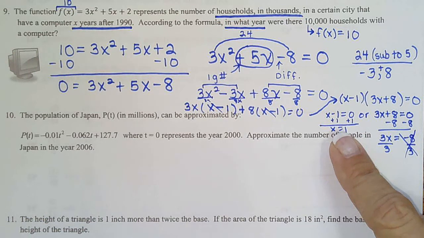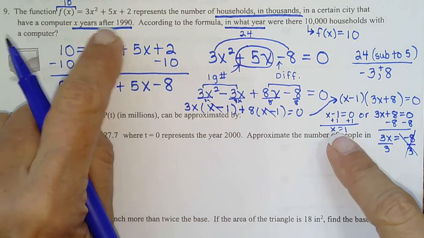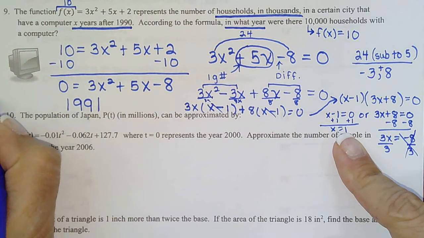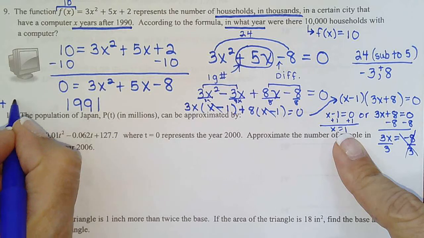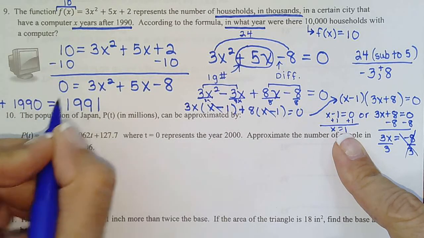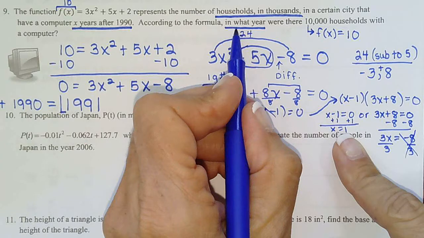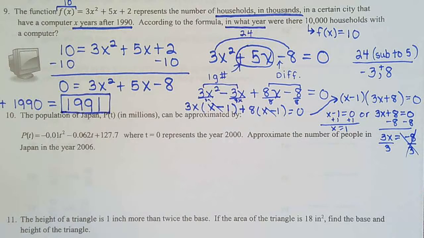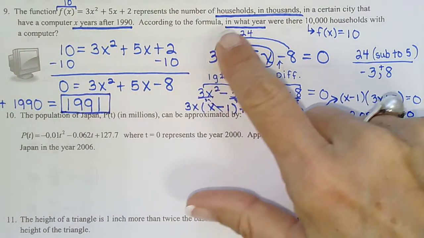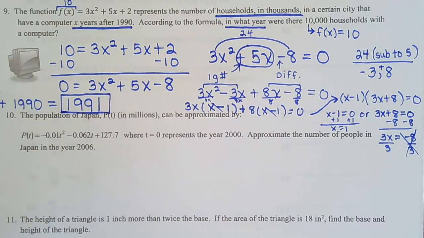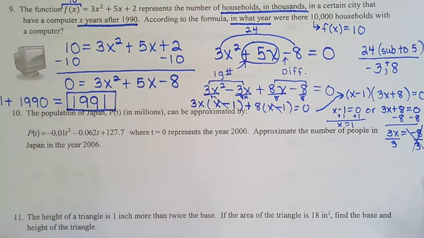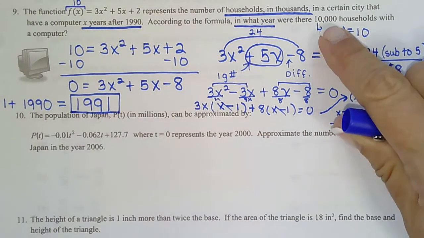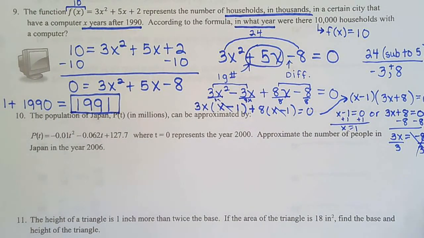So x is 1. 1 year after 1990 would be 1991. So to show your work, you could say 1 plus 1990. Because this problem says in what year, that's how I know to write 1991. So I don't say in 1 year because it says in what year. I would only say in 1 year if it said how many years from now will it be. So in 1991, 10,000 houses will have a computer.